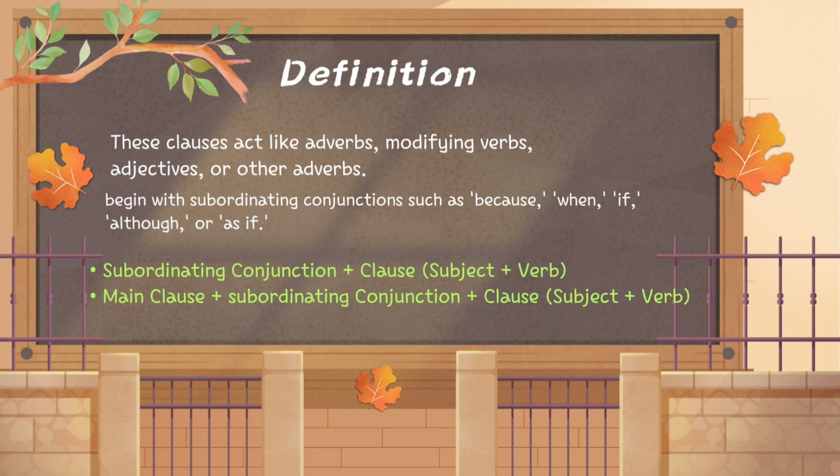The formation of an adverbial clause is subordinating conjunction plus clause, or subject plus verb, or main clause plus subordinating conjunction plus clause, or subject plus verb. This clause enriches sentences by adding more layers of meaning and context, helping the reader or listener understand the full picture.